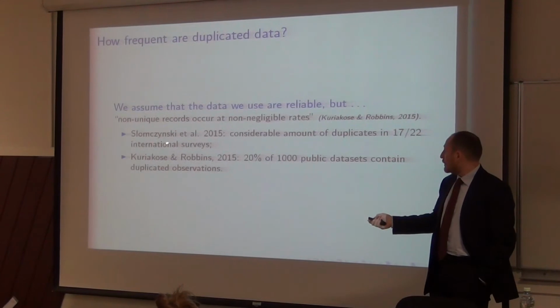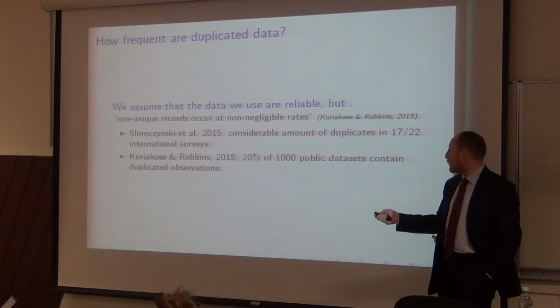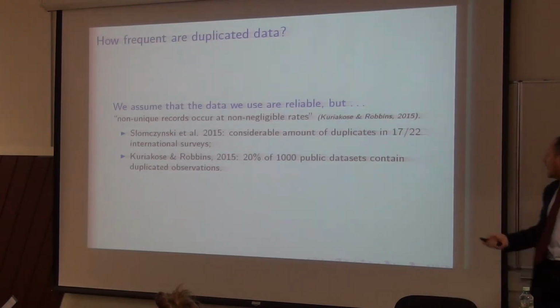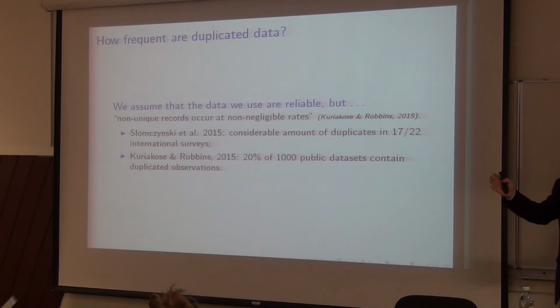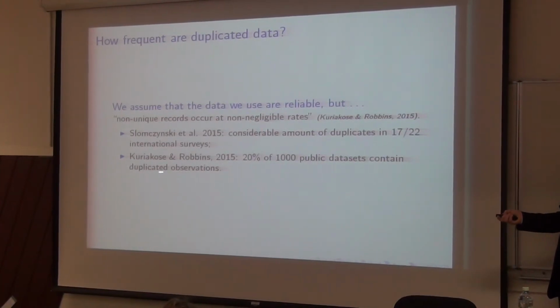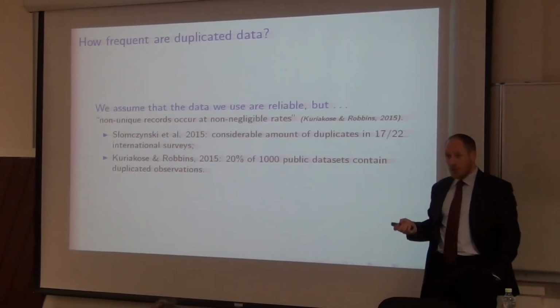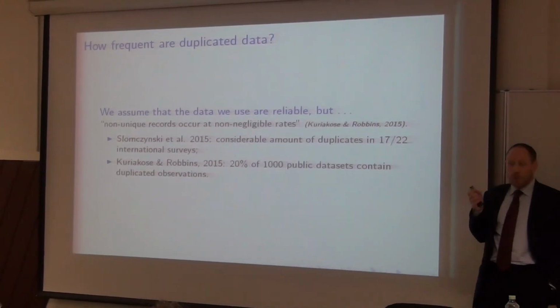One is by the team led by Professor Słonczyński of the Polish Academy of Science, 2015, who concludes that over a large panel of countries and surveys they consider, we will get to the details in a second, they find that in 17 out of 22 international surveys, there is a considerable amount of duplicates. Kuriakose and Robbins, who got the attention of the popular press one or two months ago exactly for this topic, document, thanks to their method, that 20%, that is to say 1 out of 5 of 1,000 public data sets that they analyzed, contain duplicated observations. So these two pieces of information convinced us that there is more that we need to explore about this topic.